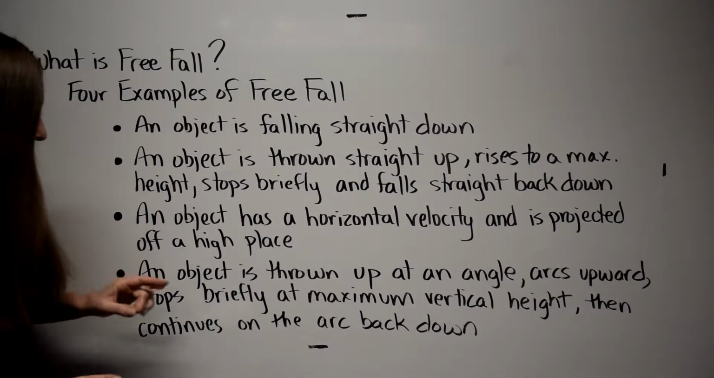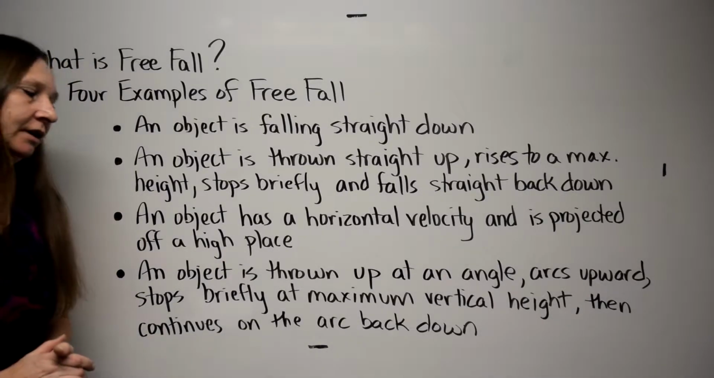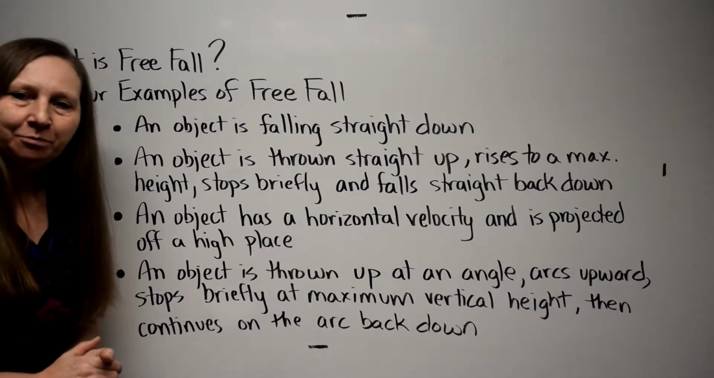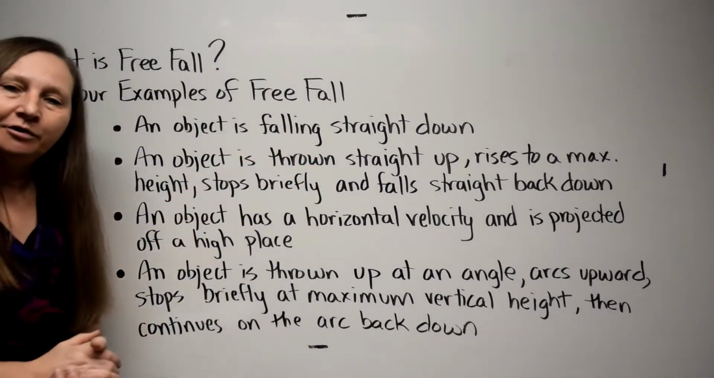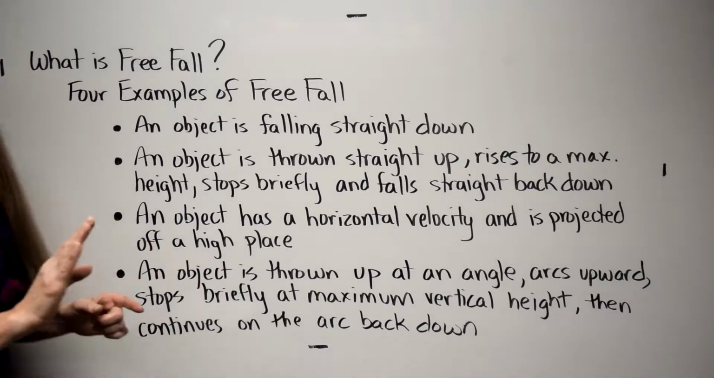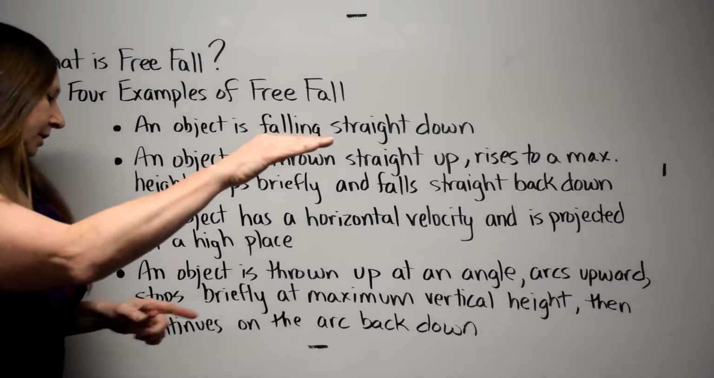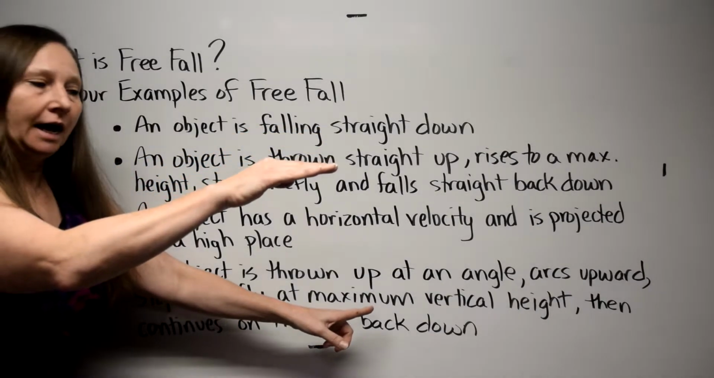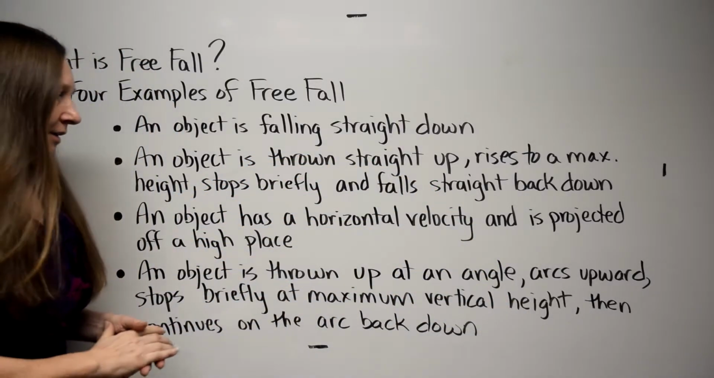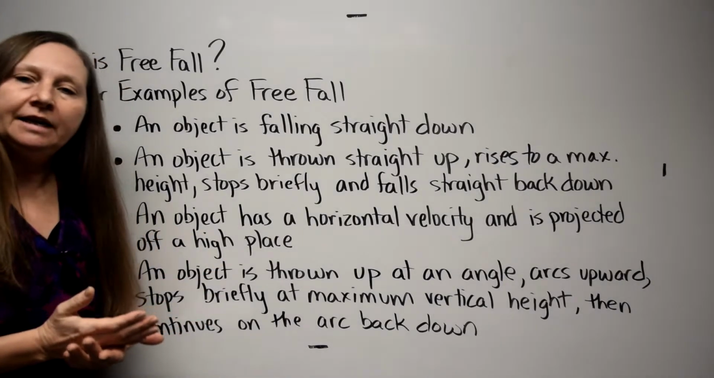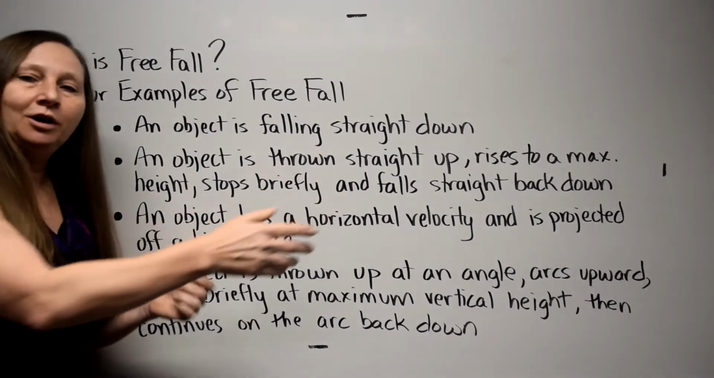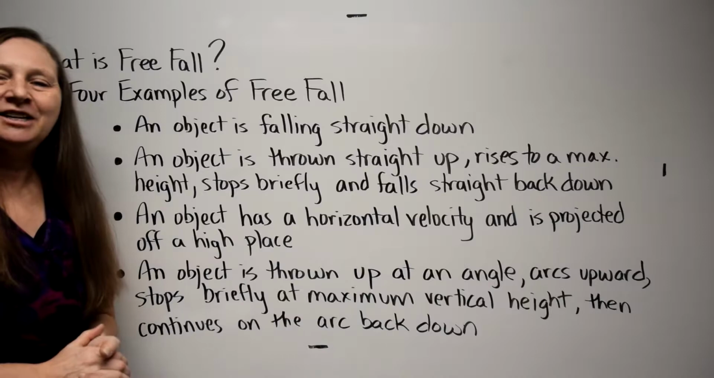Now, the final example would be an object that is thrown upward at an angle. Like, for example, a football. A quarterback is passing a football to a receiver on the other end of the field. So the quarterback throws it upwards at an angle. The ball arcs upward, rises to a maximum vertical height, and then starts arcing back down again. After the football leaves the quarterback's hand, and before it's in the hands of the receiver, while the football is in the air, the football is in free fall.